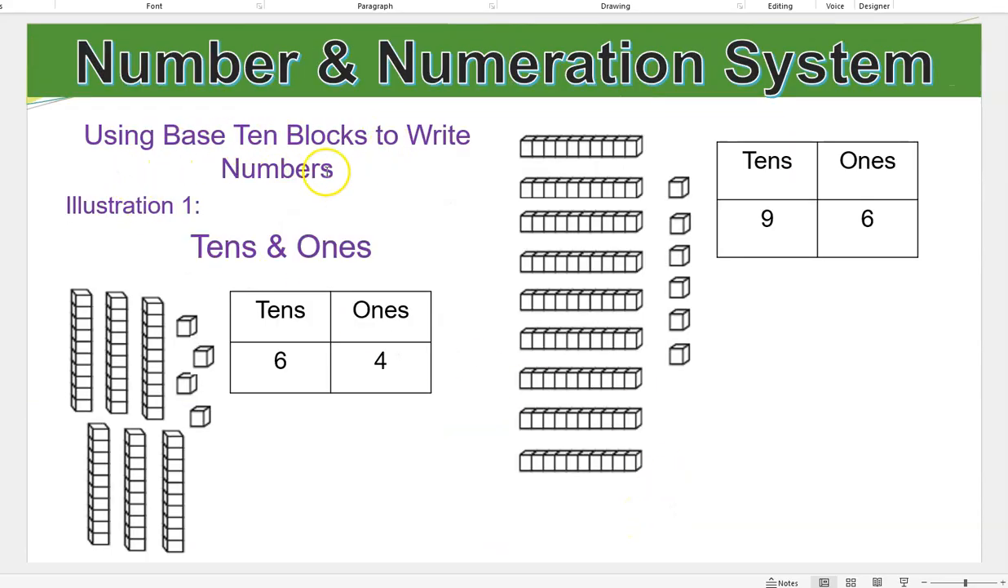Using base 10 blocks to write numbers. Illustration 1, we have tens and ones. As you can see, we have 6 tens, 1, 2, 3, 4, 5, 6, and then 1, 2, 3, 4, we have 4 ones. On my right hand side, we have 9 tens, and then we have 6 ones.